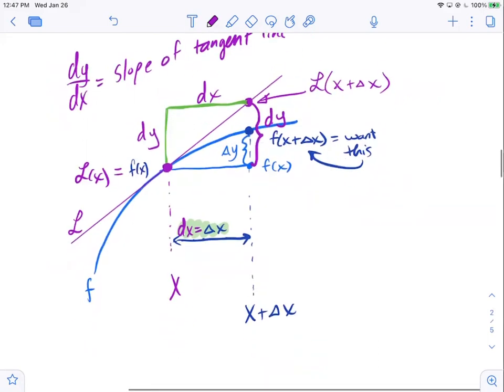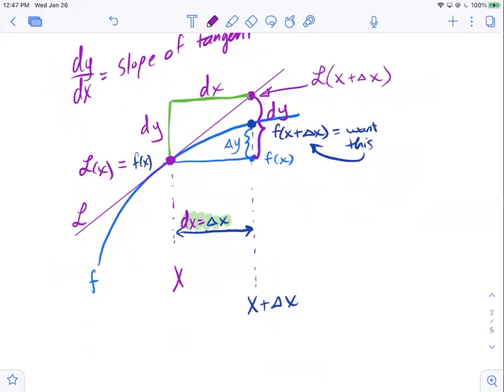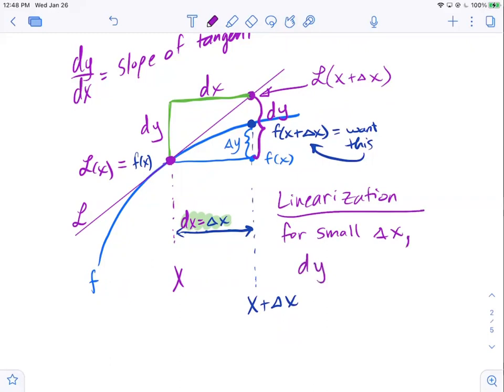And then, so here's the idea. The idea is this: linearization or Taylor polynomials in general is this idea, okay? For small delta x, comma, dy approximates delta y, okay?